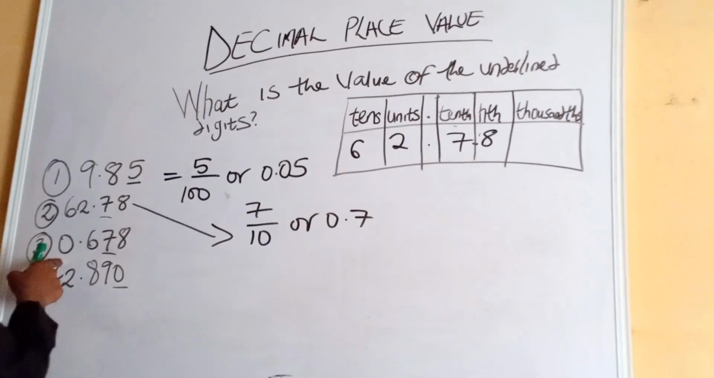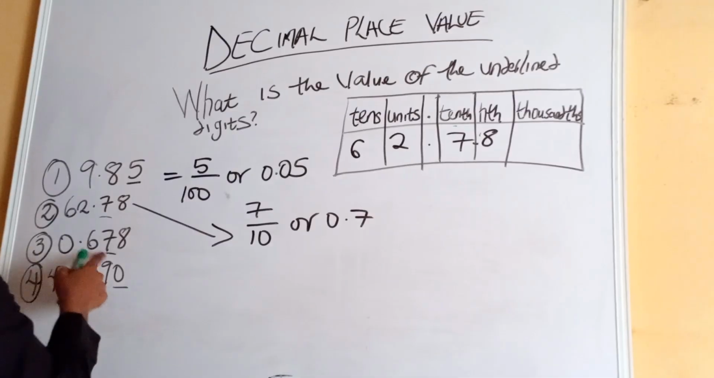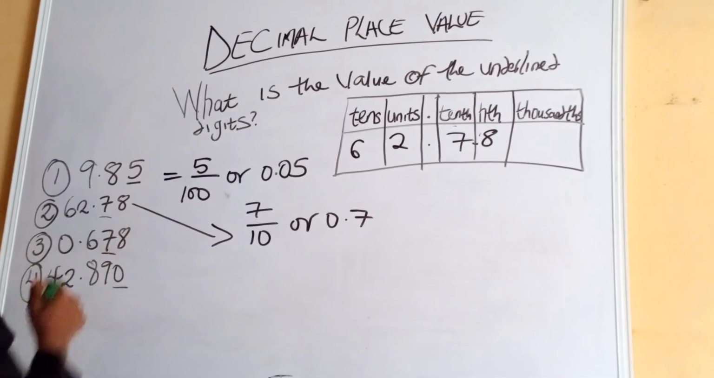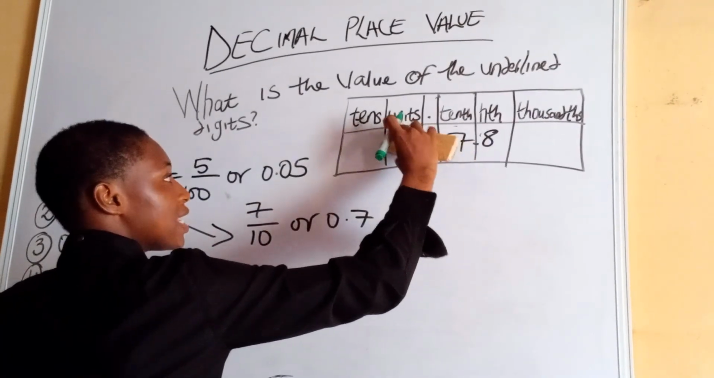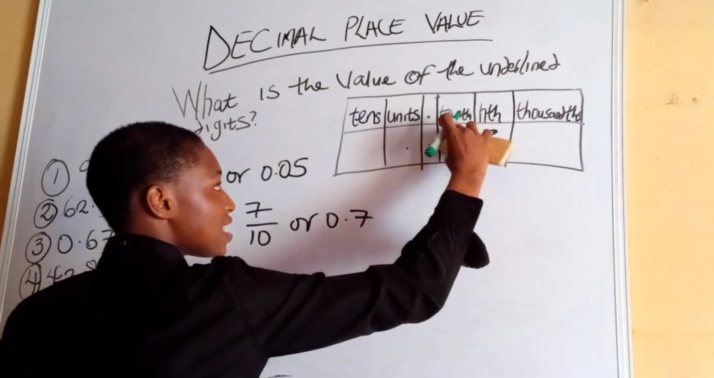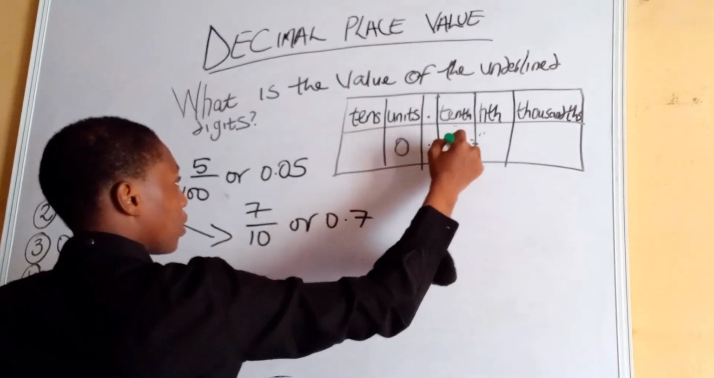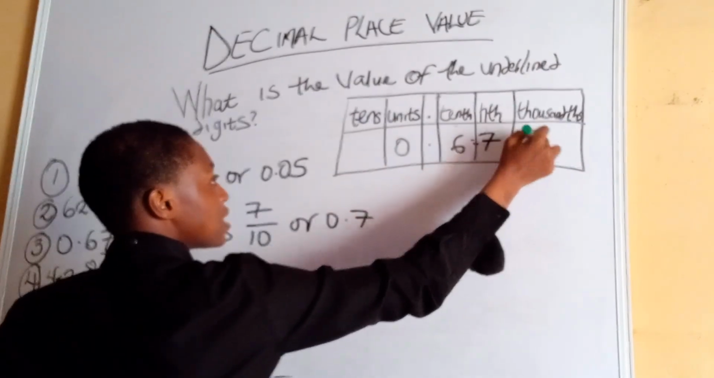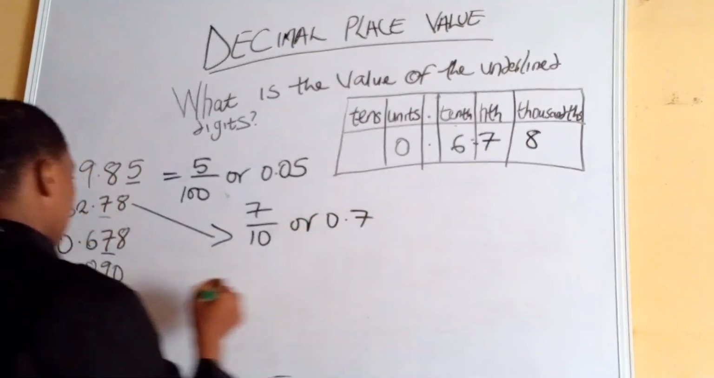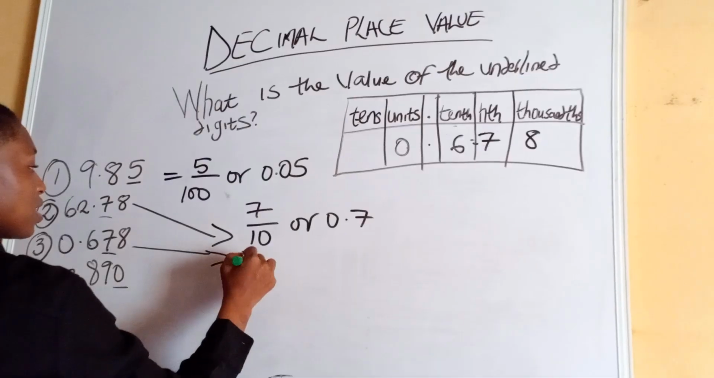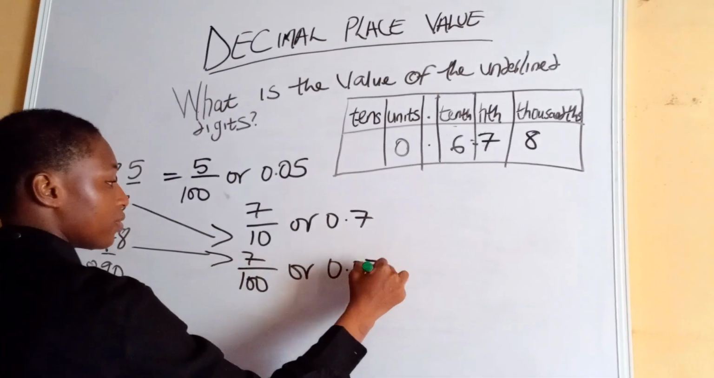Now for question number 3, they said 0.678. They said find the value of the underlined digit. The digit here is 7. So I'm just going to input that into our chat. Again, the chat is the easiest way for you to get your question answered. So that's 0.678. Our value for 7 is in the hundredth place. So you have 7 all over 100, or 0.07.